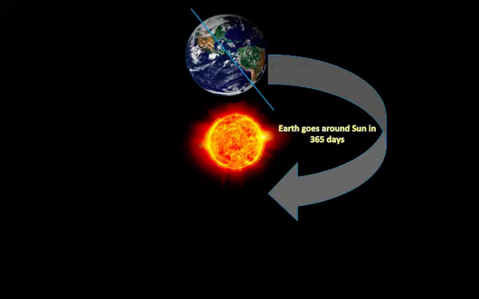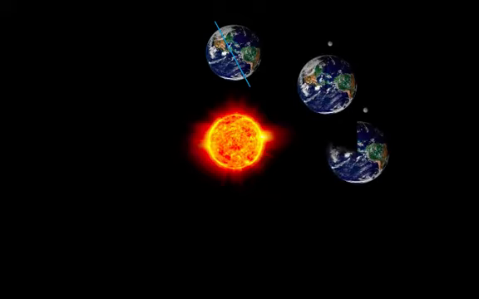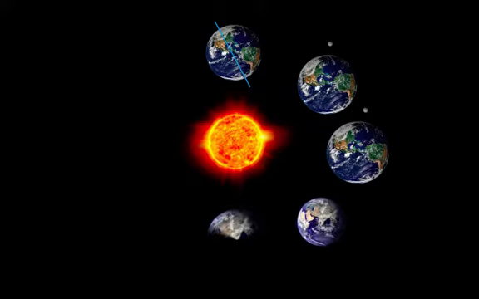Not only does the Earth spin on its axis, it also goes around the Sun, and it takes 365 days for this to happen. The Earth going around the Sun is called revolving. Revolving is going around another object, which is what the Earth does to the Sun. It revolves around it.